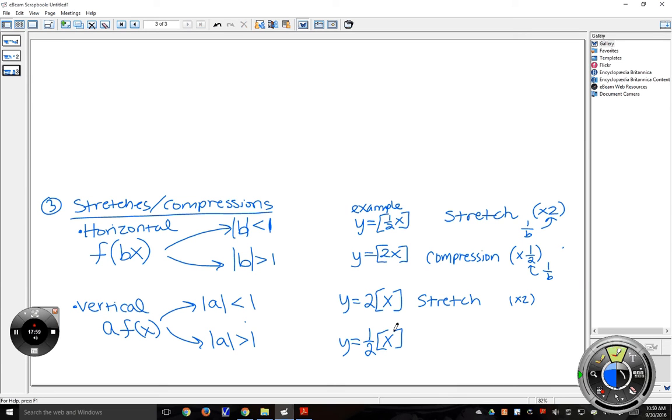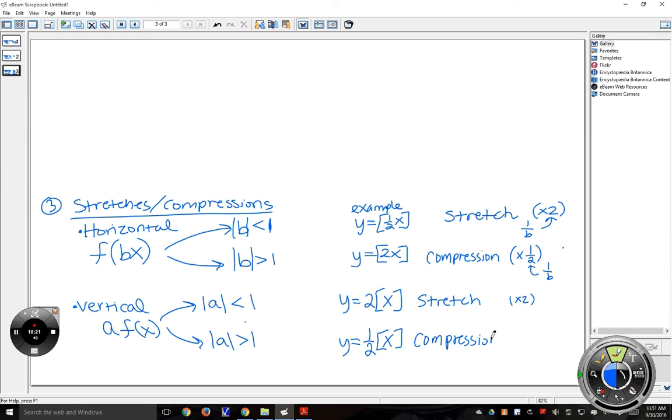So when we put a 1/2 there, it took our normal parent function and did what to it? Compressed it vertically, right? The vertical distance between the steps became only 1/2 instead of 1. It did nothing to it horizontally if that was the only thing. It just compressed it in the vertical direction. So this is a vertical compression.